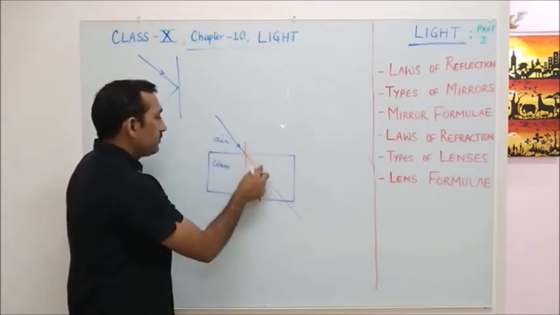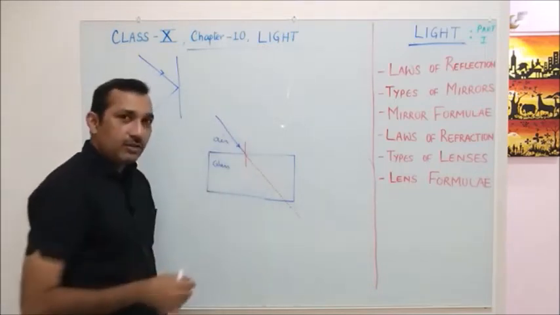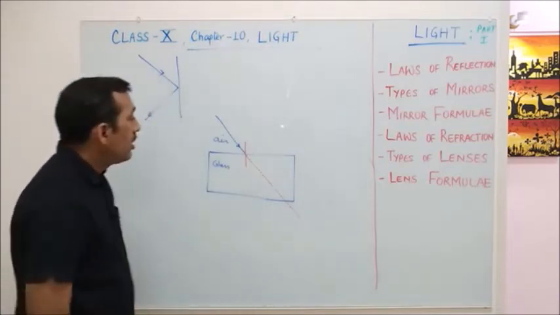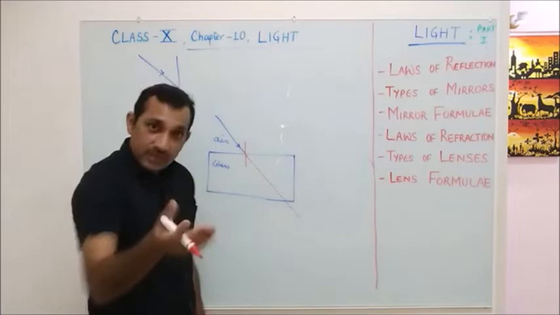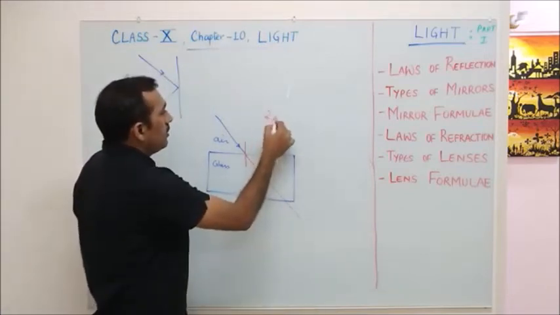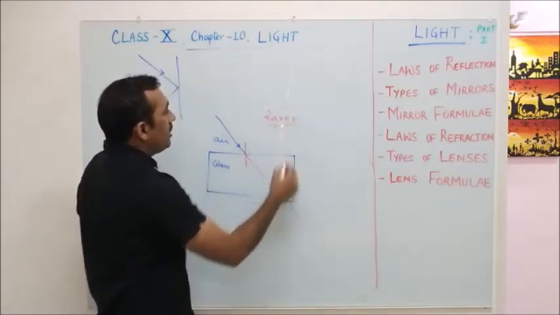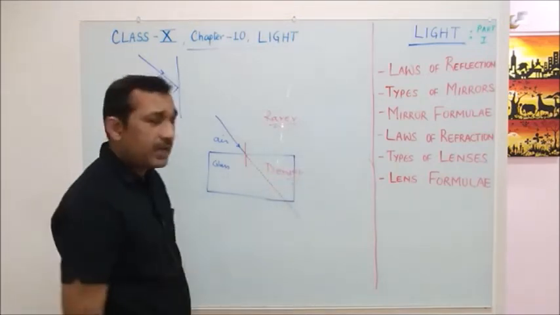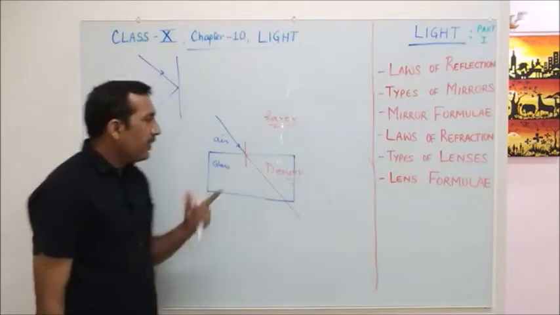Now let us see, and I will tell you the thumb rule, that how to remember it in the exam, so you will not get confused. So in this case, this is the rarer medium and this is the denser medium. Density of glass is higher than air, right?